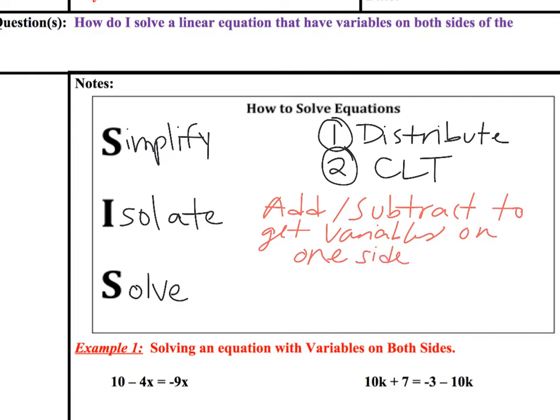And then solve, what's that mean? What do I mean by solve? And no, it's backwards, right? So today we're adding the isolate step. We've not done that up till today. You may have done it in 8th grade, which is good.